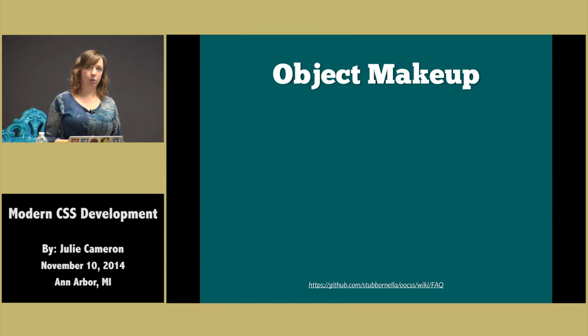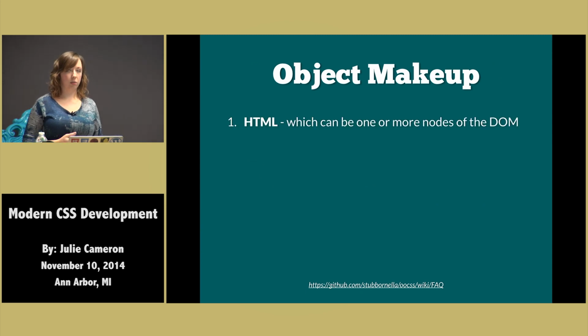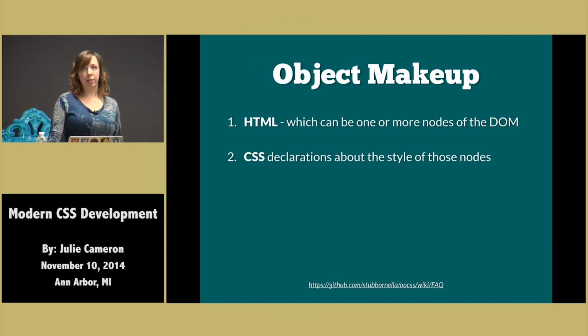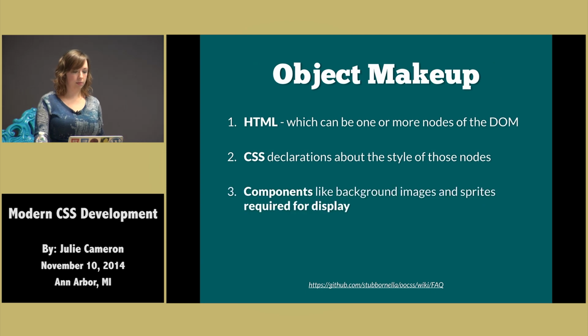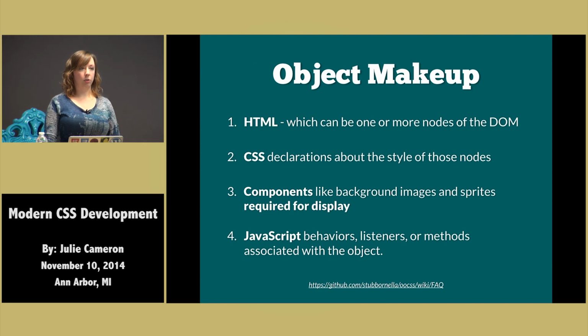So these objects are generally made up of a few parts. The first is the HTML, which could be one or any number of nodes of the DOM. In the media object, we saw there was a wrapper element, an image within there, a body within that. It's the CSS declarations that style that HTML. We might have components like background images or sprites required for the display. This one is a little less important. And then we've also got JavaScript that adjusts the behaviors, has some listeners or methods associated with the object. This is the functional side of the object.